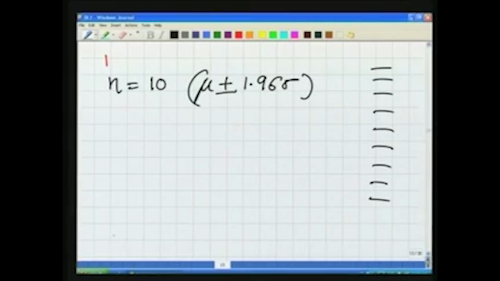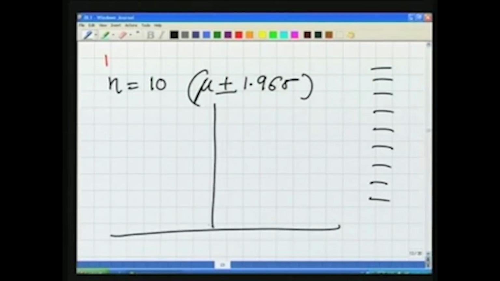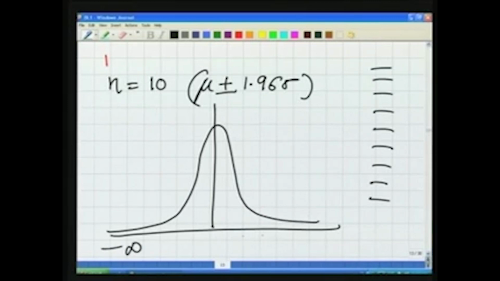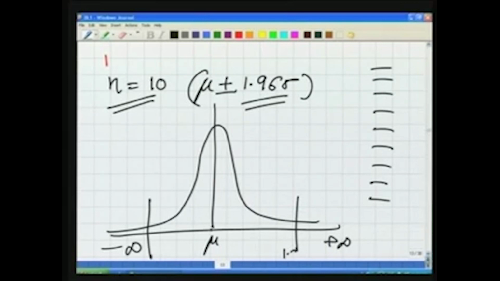So, in our normal curve, that is our mean, corresponding to 10 observations. The rejection criteria is this. So, that means remove the observations which are beyond 1.96 sigma.